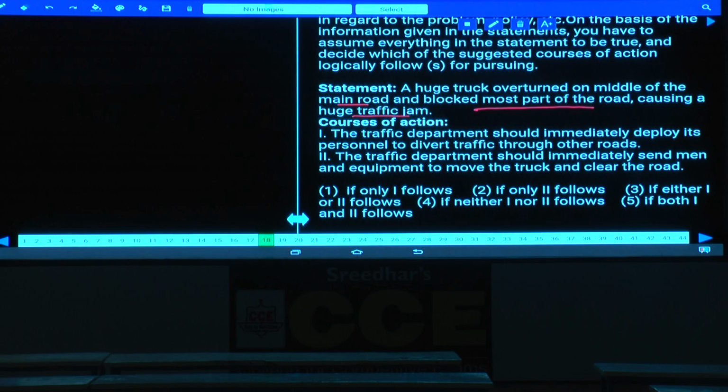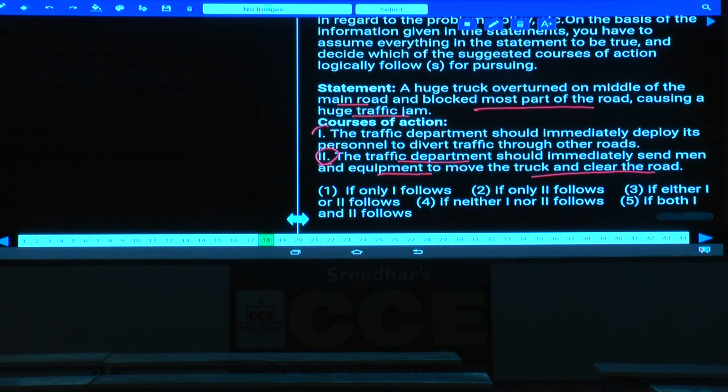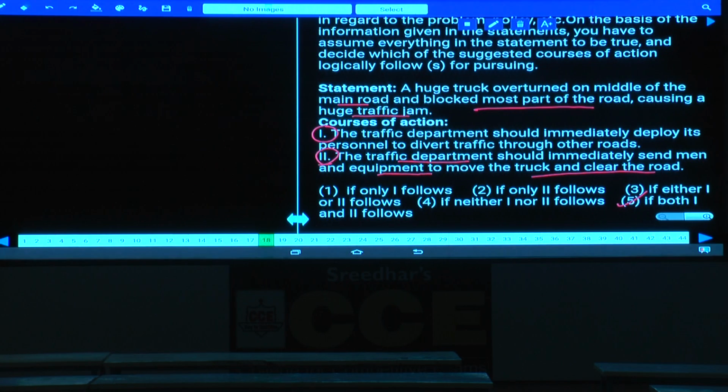Next one, the second: the traffic department should immediately send men and equipment to move the truck and clear the road. By implementing the second one, what happens here? Definitely the problem can be solved forever. And meantime, this can mitigate the problem as well. Hence, what is your answer here? By implementing both 1 and 2 at the same time, the problem can be solved. First, diverting the traffic, and at the same time, wherever possible, the second is completely removing this blockage. Hence, both 1 and 2, choice 5.